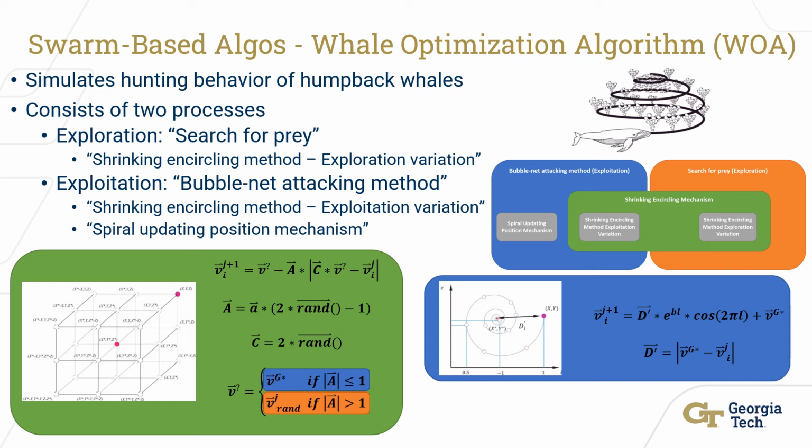The image shown on the left depicts this process graphically, where the top right pink point represents the current agent location, the middle pink point represents either the current global best fit location or a random agent, and the lattice represents the outer bounds for the randomized placement of the new node. On the right are the equations for the spiral updating position mechanism, used only in exploitation. The equations here replicate the helical pattern shown in the figure to approach the current global best fit location. On each iteration of this algorithm, one of these mechanisms is executed at random for each agent.